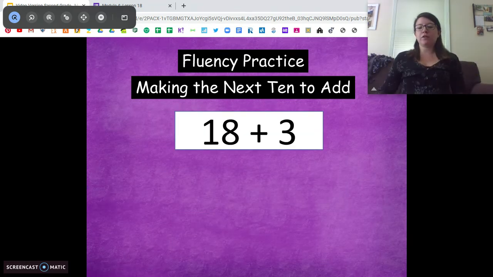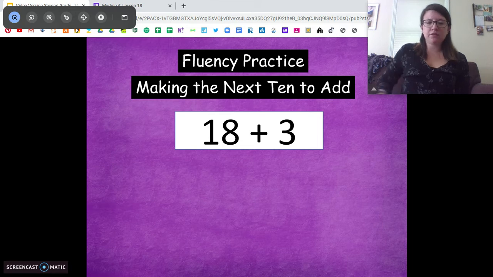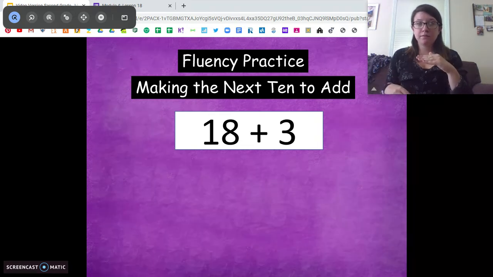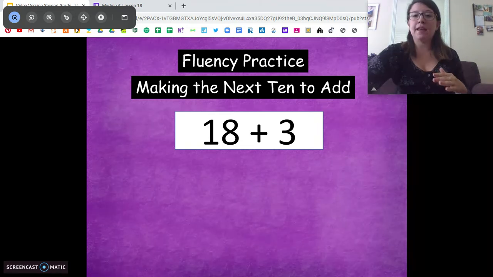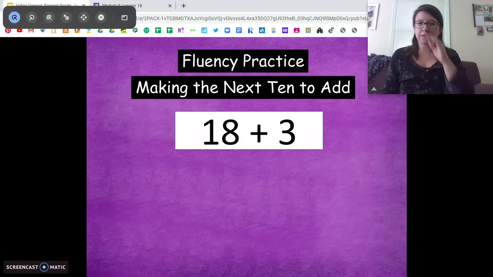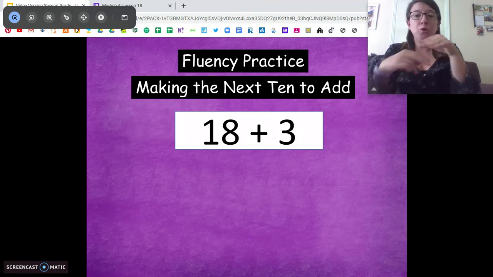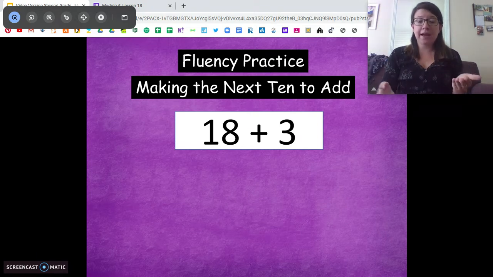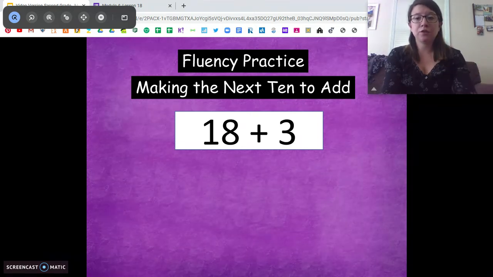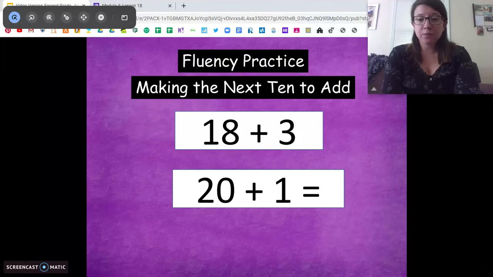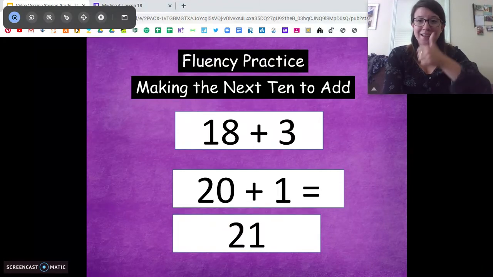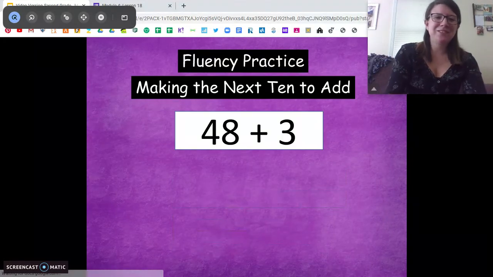10 plus 1 is 11. All right, try this one on your own. Same idea. 18 plus 3. Tell me the new number sentence, and then tell me the answer. Good. So 18, again, is 2 away from the next 10. So that gets us to 20. So we need to subtract 2 from 3. So we get 20 plus 1 is 21. Thumbs up. Good job.